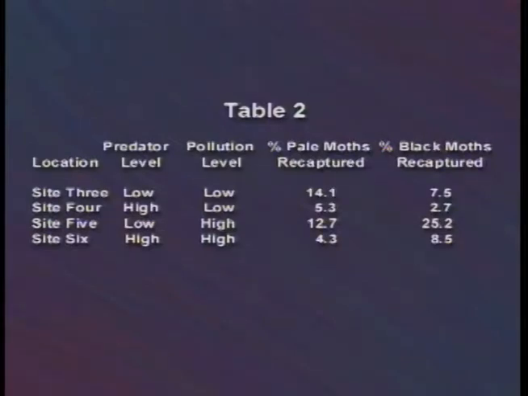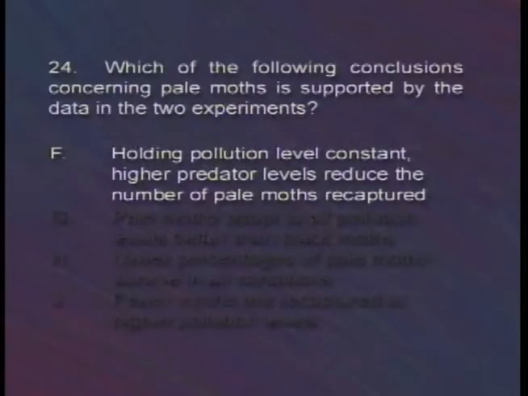The pollution level is constant. Both sites have low pollution levels. At these 2 sites, higher predator levels reduce the percent of both pale and black moths recaptured. Thus, the correct answer is F.